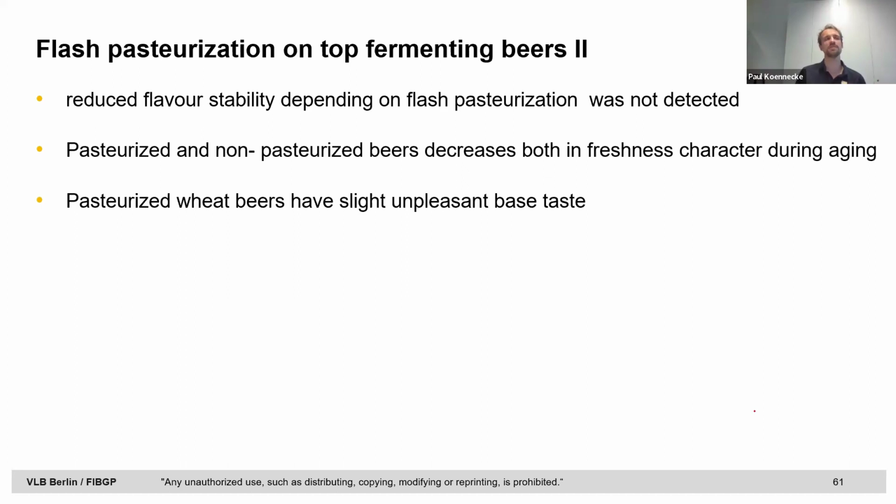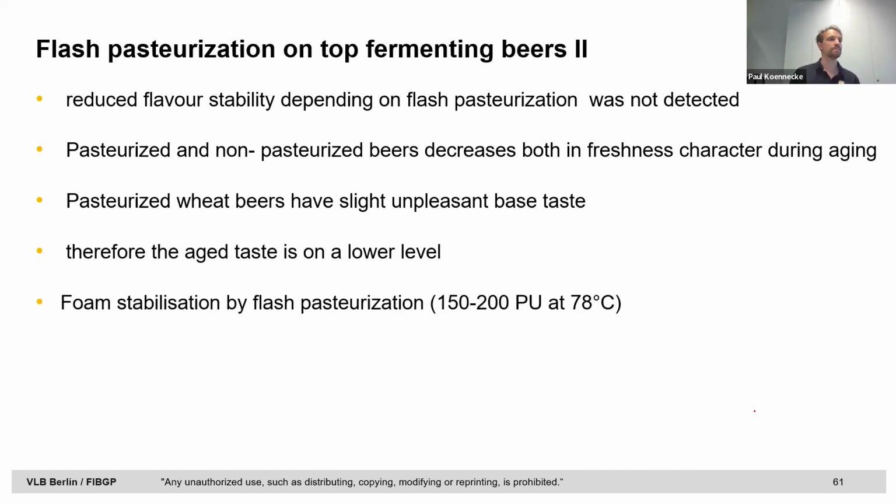Sometimes pasteurized wheat beers can have a slight unpleasant bad taste, but this also depends on how intense your pasteurization is, and also on the medium. So sometimes it happens, sometimes not. It's not really foreseeable. But the aged taste is statistically on a lower level. And I was talking about this before, so I also got a little bit of information about that.